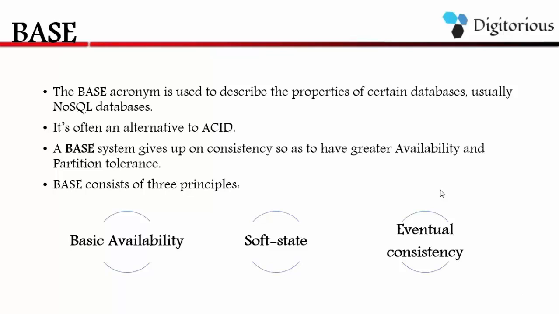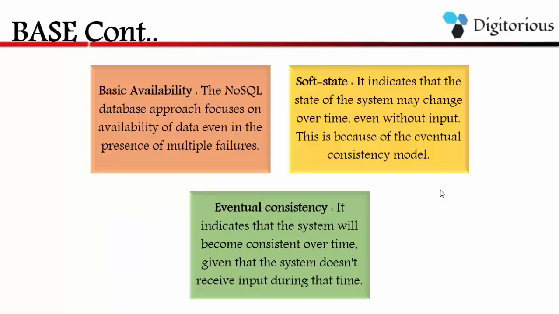Rather than requiring consistency after every transaction, it is enough for the database to eventually be in a consistent state. So we have three properties, that is basic availability, soft state, and eventual consistency. So first one is basic availability. It indicates that the system does guarantee availability in terms of CAP theorem. The NoSQL database approach focuses on availability of data even in the presence of multiple failures.